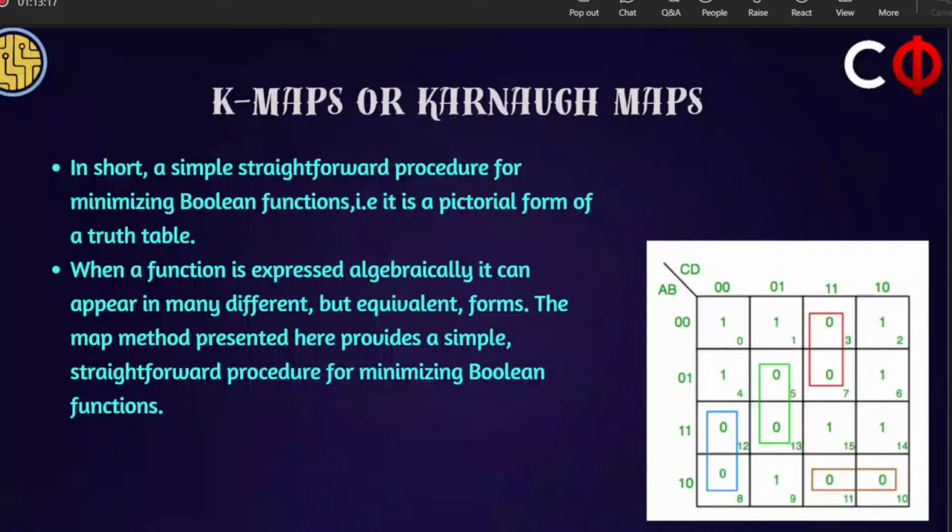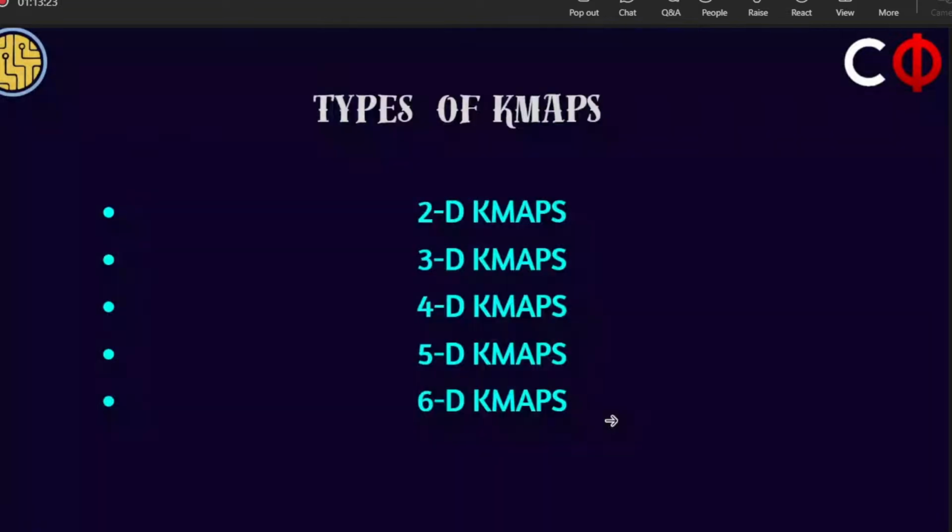Now, I've told you that. You might be wondering, what is the basis of classifying into all these types, right? So the basic classification is based on the number of variables which are present. Let's suppose there are 2 variables, X and Y. So you're going to be preferring 2D K-maps. If there are 3 variables, you're going to be going for 3D, and the same applies for the next.